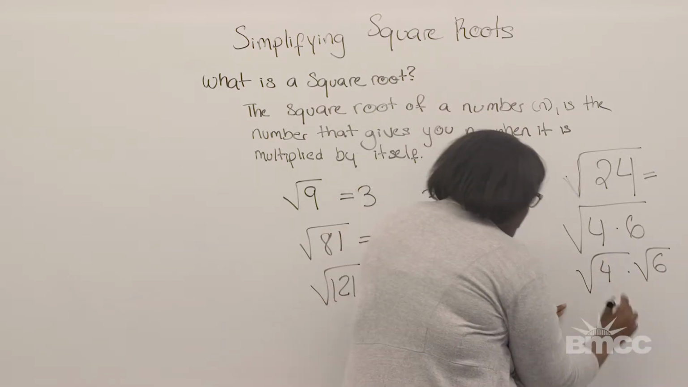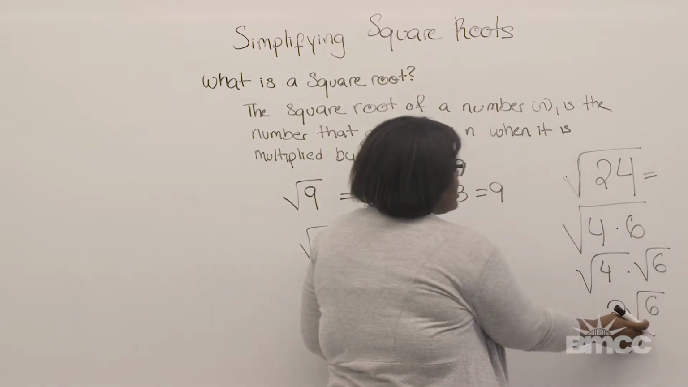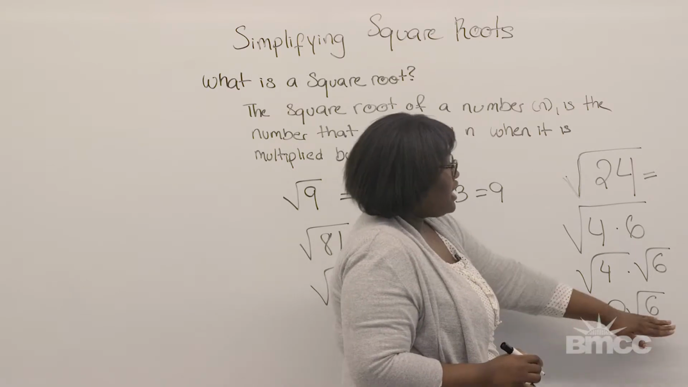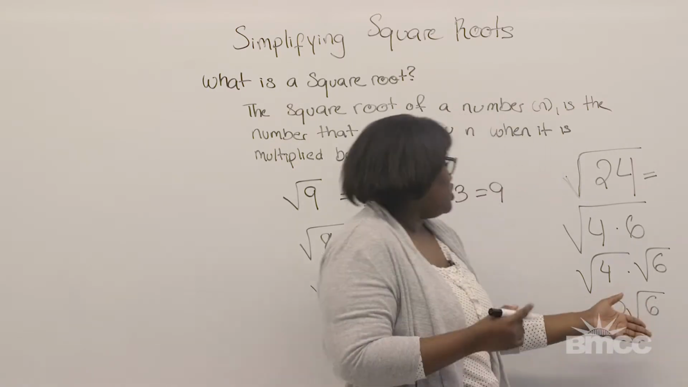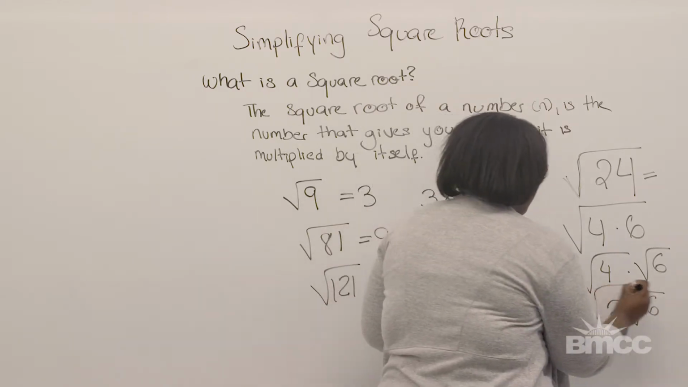Simplify this further, we have 2 times the square root of 6. Now we leave 6 under the radical because it cannot be reduced any further. That is the lowest term possible. There's no perfect square, so that will be your final answer.